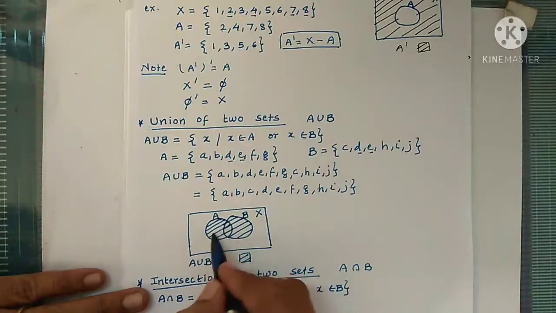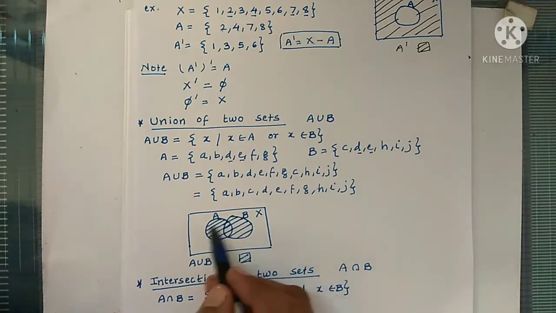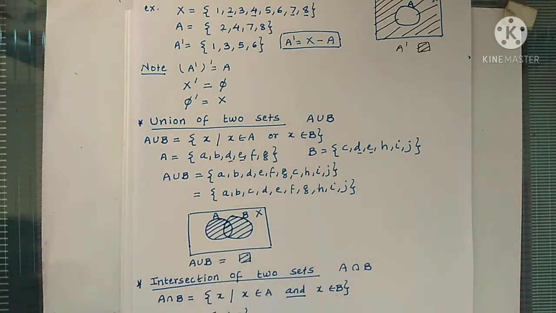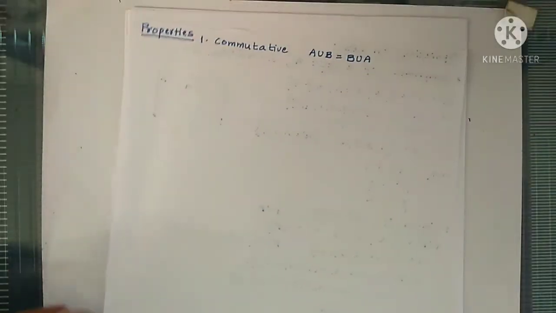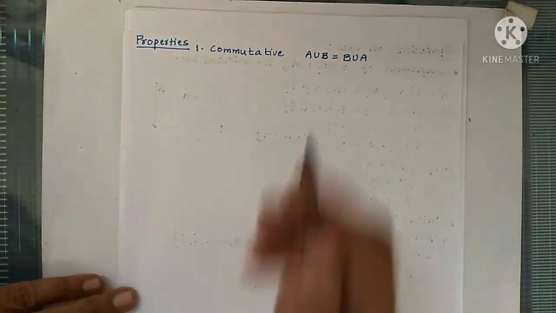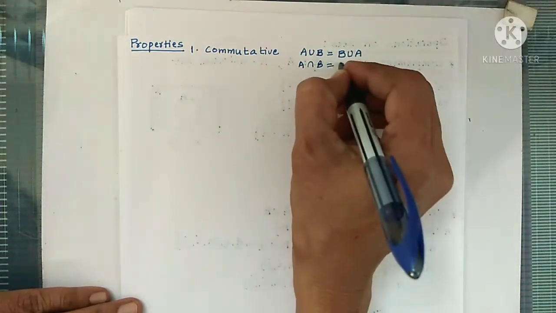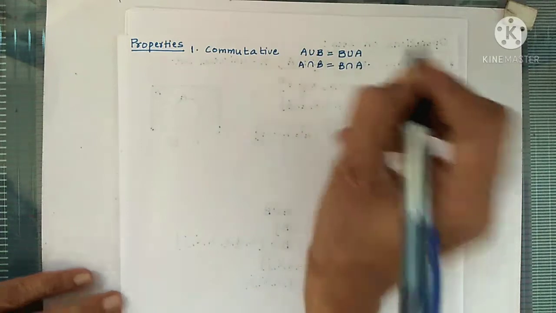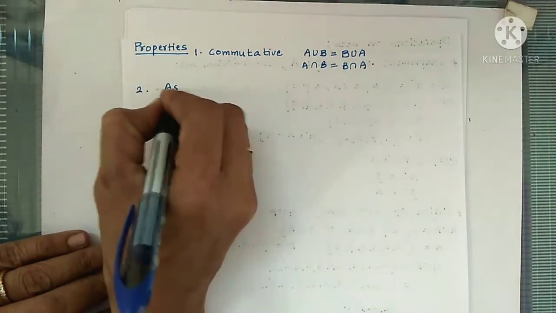Or you can see by the diagram also. A union B is this shading. For B union A, we have to start with B and again we have to shade A like that only. So we get the same shading. So A union B and B union A are the same. Similarly, this is true for intersection also. A intersection B is the same as B intersection A. So this is known as the commutative property. Second property is the associative property.